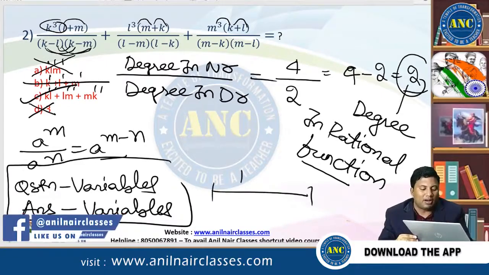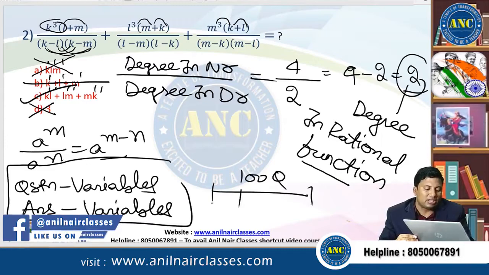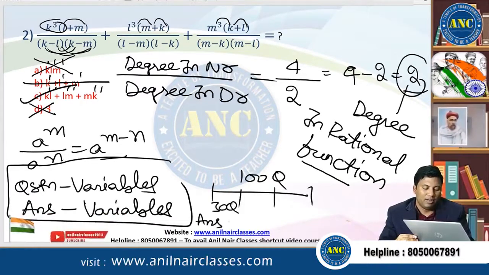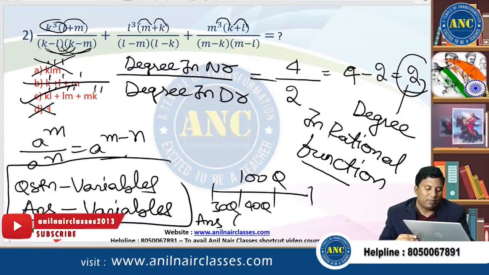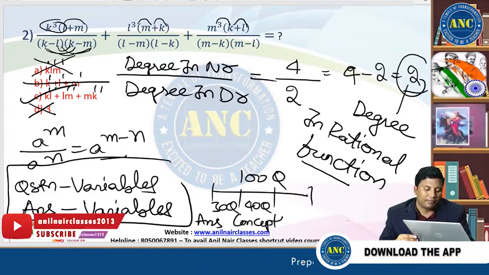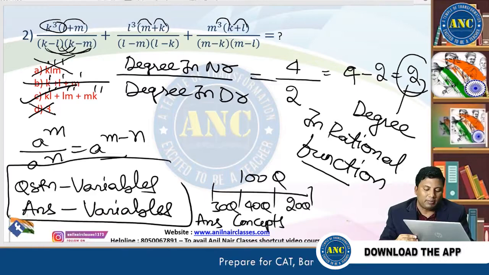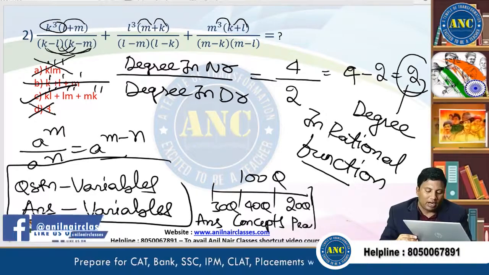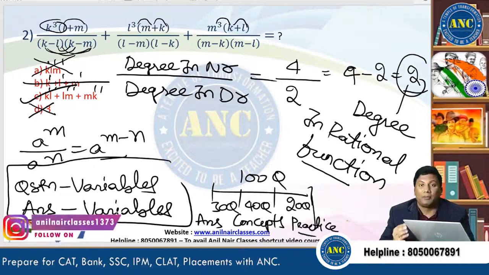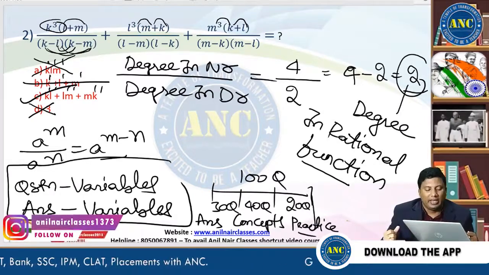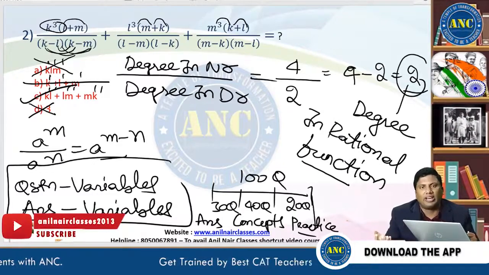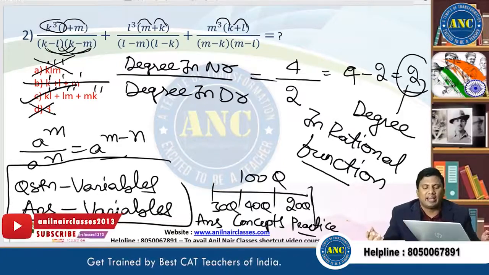In an exam of 100 questions, at least 30 questions can be solved by using answer options. 40 questions can be solved by using concepts. Another 20 questions can be solved by your practice and your way of looking at them, based on your intellectual ability. 30 questions can be solved by using answer options, and 40 can be solved directly by attacking the concepts.